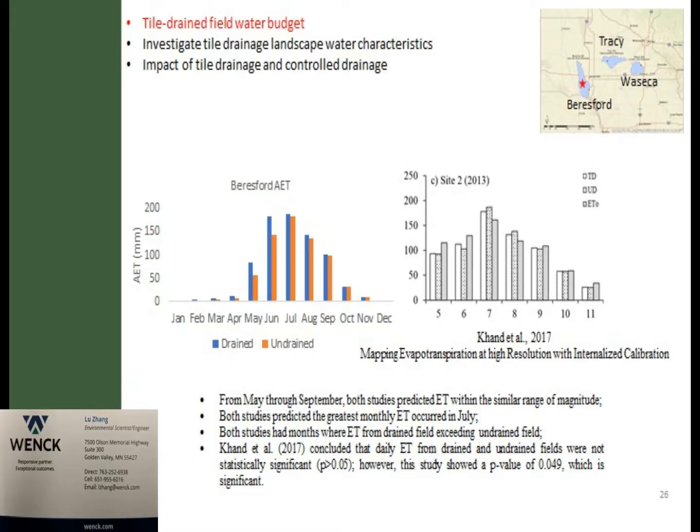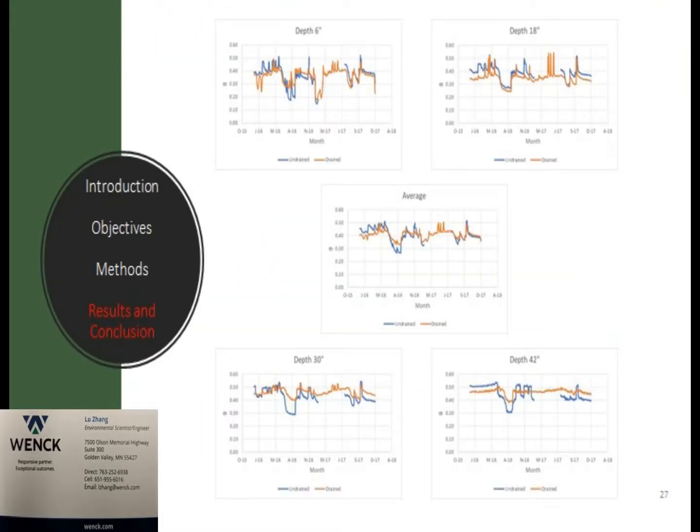We both did a statistical analysis. There's this greater than 0.05, meaning that it's not statistically different between the drained and undrained field transpiration. However, I did one at 0.049, which is on the border of being statistically significant versus not significant at a 95% confidence interval.